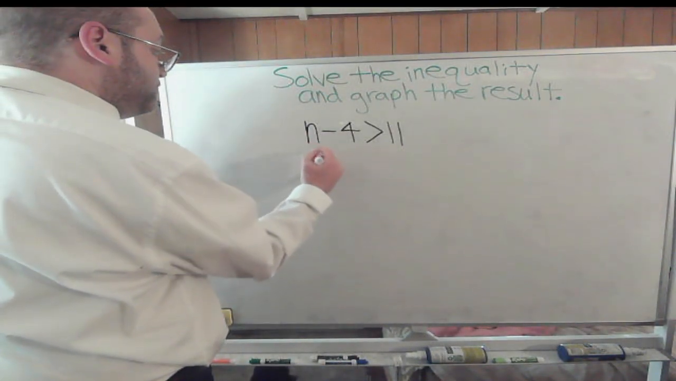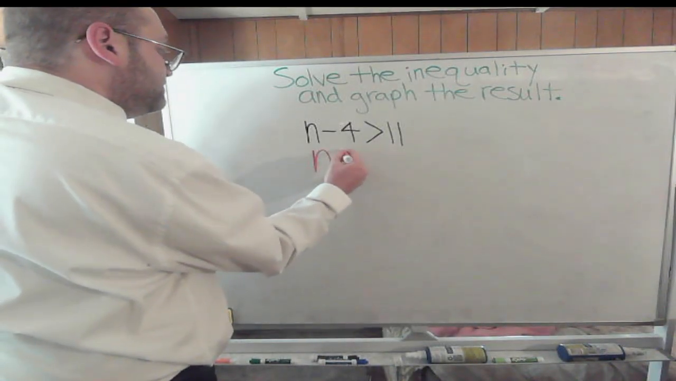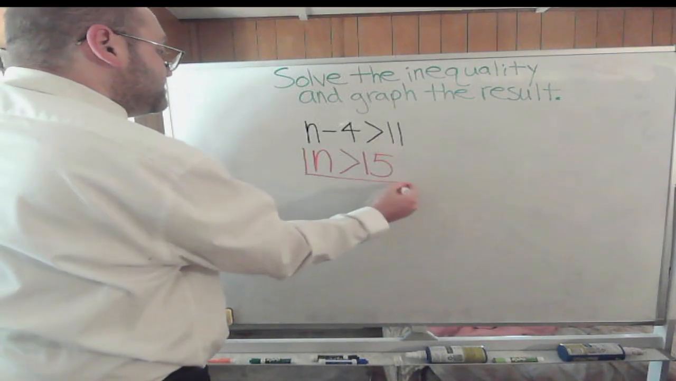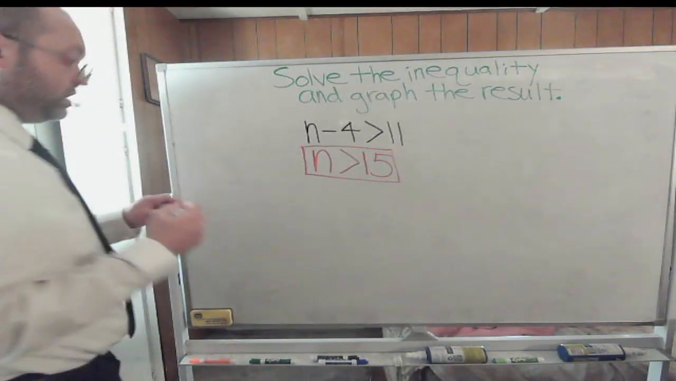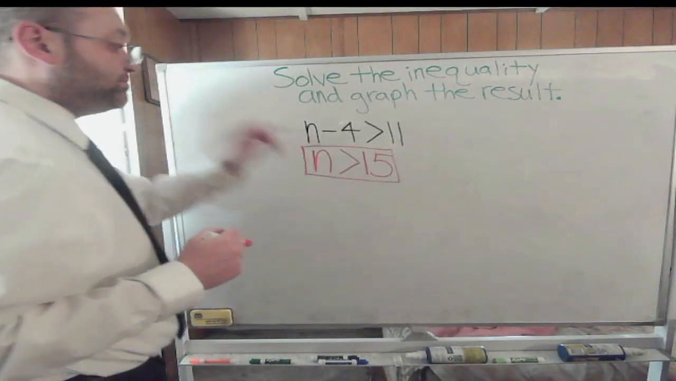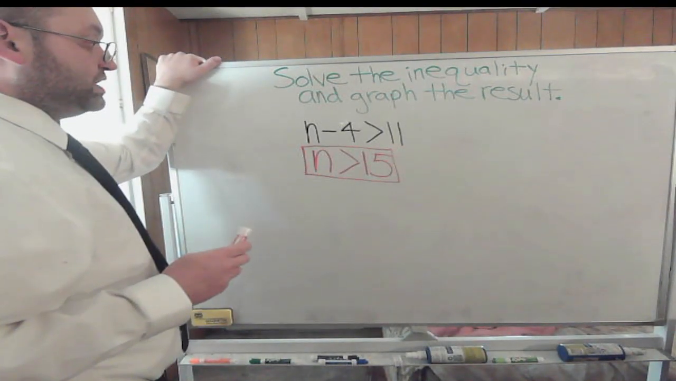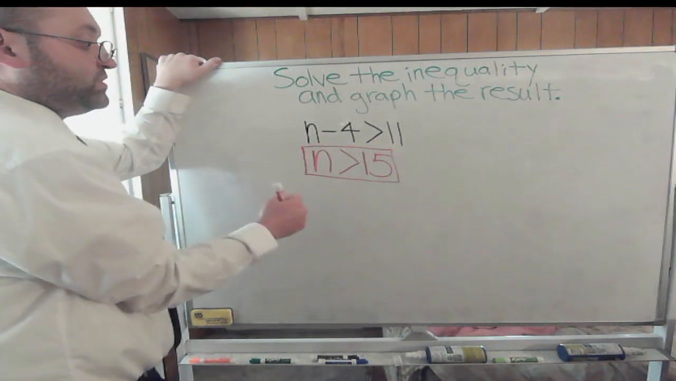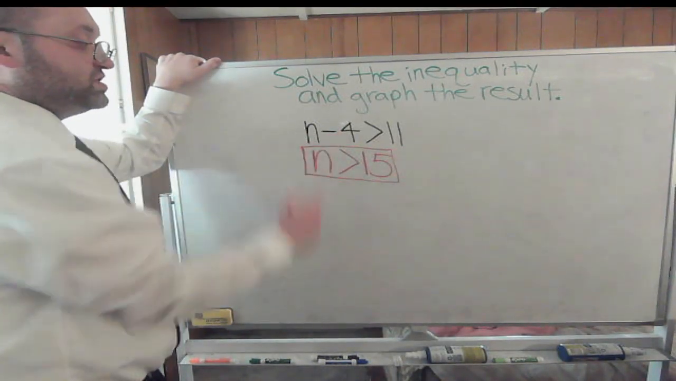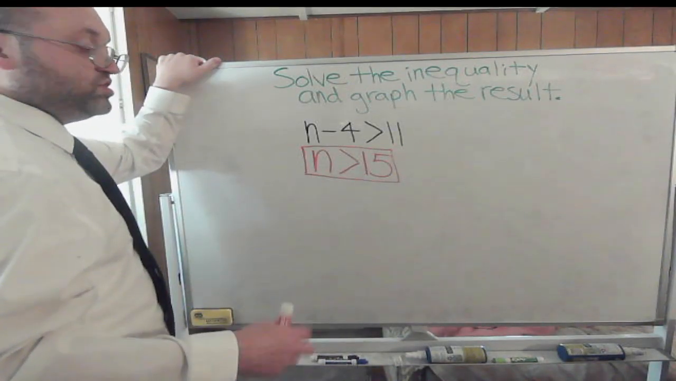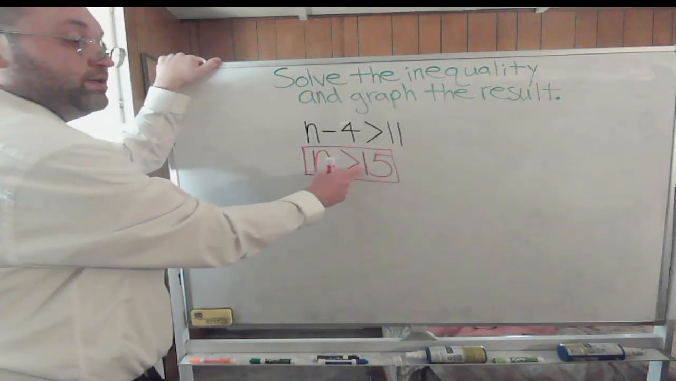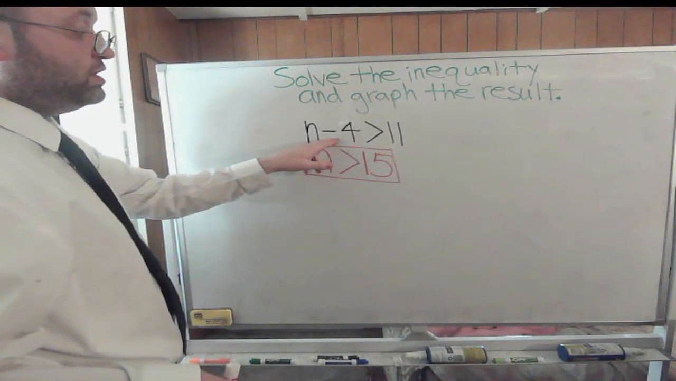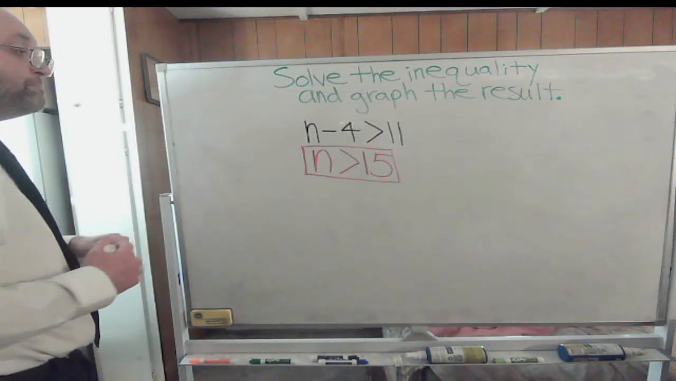So if we add 4 to the left side, you do get n by itself. That'll be greater than 11 plus 4, which is 15. So the answer to this, when we solve the inequality, is n is greater than 15. And if you want to check your work, put in any number that's bigger than 15, like 16. If you put in 15 itself, you'll get a false statement. You would get 11 is greater than 11, which isn't true. It tells you n is greater than 15, so any number bigger than 15, like 16. 16 minus 4 would be 12, that would be greater than 11, that's true.